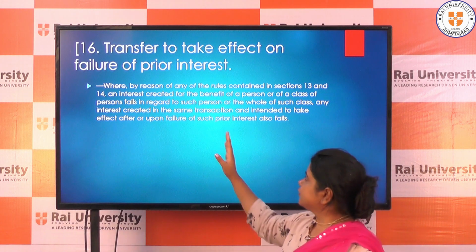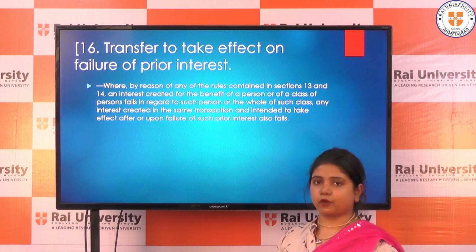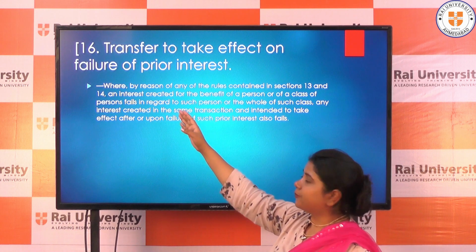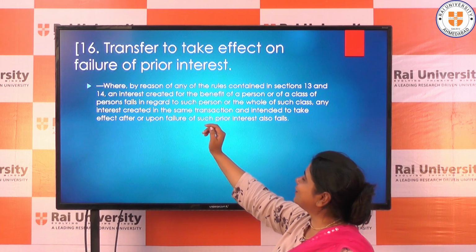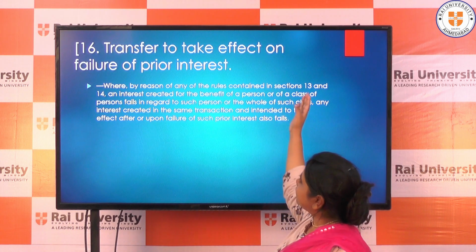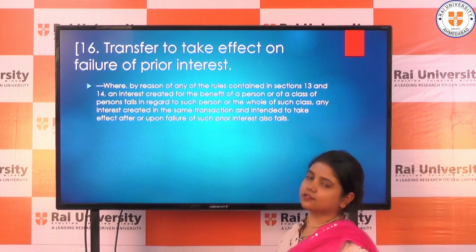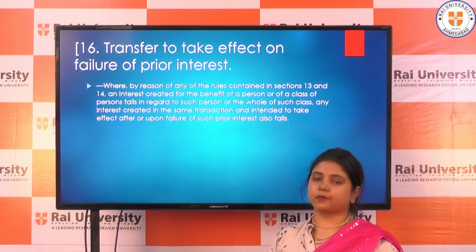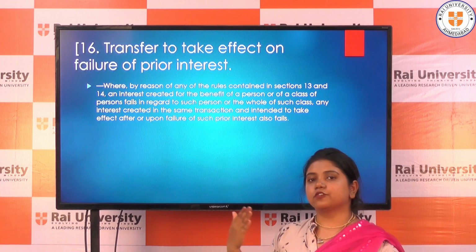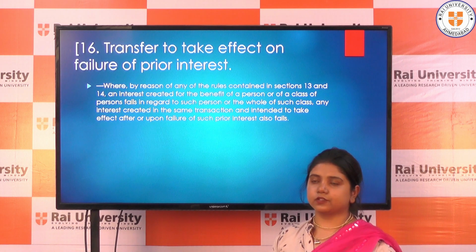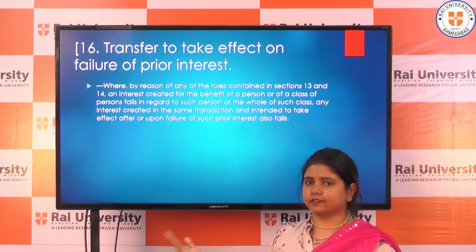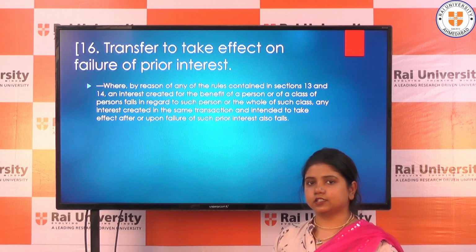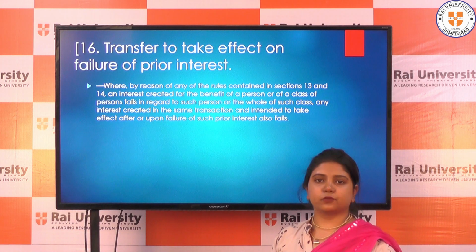The next slide deals with section 16 of the Transfer of Property Act. Section 16 basically deals with transfer to take effect on the failure of prior interest. So let's take the same example: A is a person who wants to transfer the property to unborn persons, for example X and Y. So he created the life interest for B.